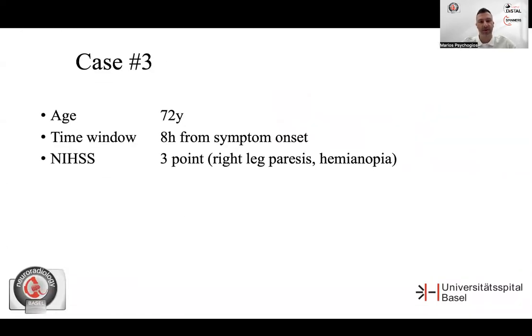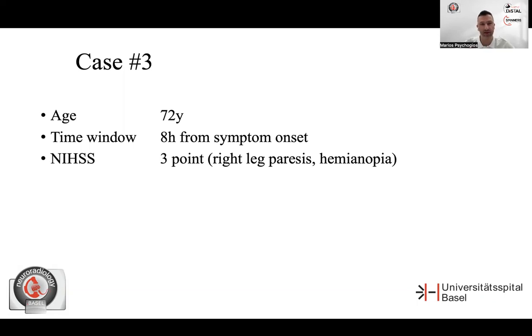Okay, so I think we have talked enough about distal occlusions. This is another interesting case in the posterior circulation. So we have talked enough about the anterior circulation and the MCA. Let's see a case of posterior circulation occlusion. This was an older patient, 72 years old, 8 hours after symptom onset, and comes with a really mild or low NIHSS, mildly symptomatic with hemianopia and leg paralysis.